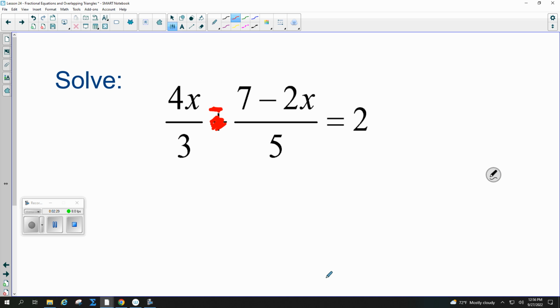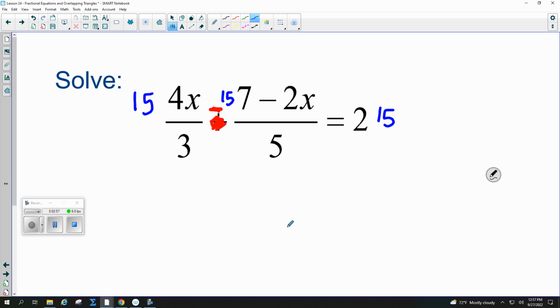All right. So I have 4x over 3 minus 7 minus 2x over 5 equals 2. So the first thing you're going to ask yourself is what is the smallest number 3 and 5 go into? And Anders, what do you get? Okay, so I'm going to put a 15 next to each term. Or you can do a big set of parentheses with a 15 as well.